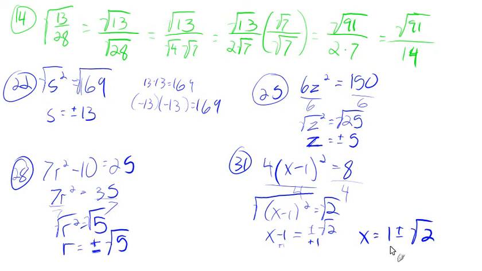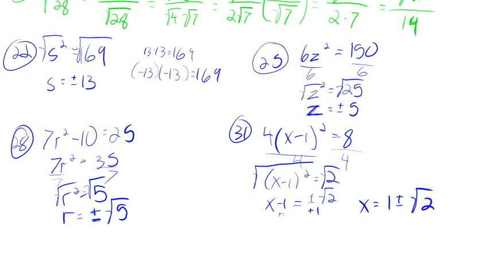Okay, this represents two different numbers. One number is 1 plus the square root of 2, okay? And then the other number is 1 minus the square root of 2. So this represents two separate answers. Two separate but equally valid answers.